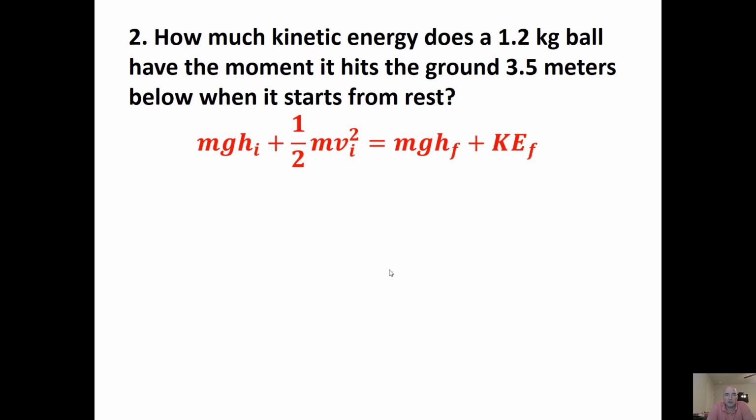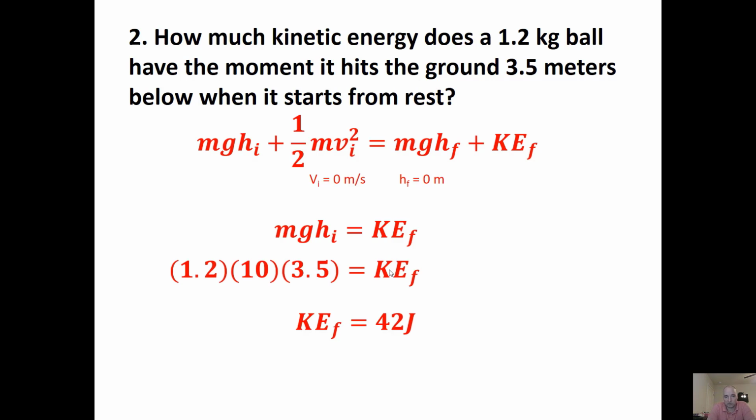So next question, they give you that starting from rest, it's just dropped, it's hitting the ground. And when you get your answer, you're going to get 42 joules of energy.